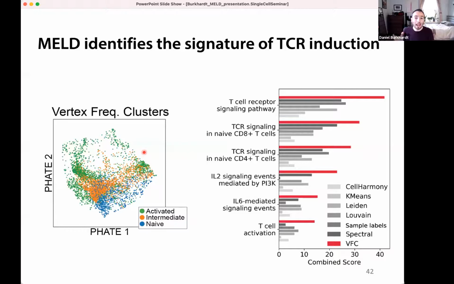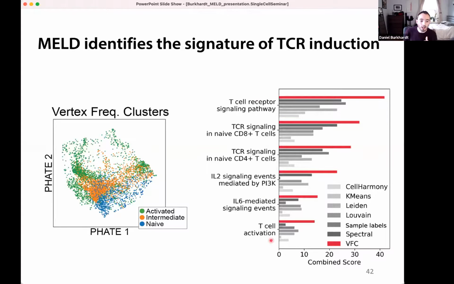As an example of how this is really helpful, one of the things that we did on this T-cell experiment was to use vertex frequency clustering to partition the data into activated, intermediate, or naive cells, and then perform gene set enrichment analysis using the same differential expression test, just between the activated and naive states. We compared this using either the sample labels themselves, which is just that direct two-sample differential expression comparison I showed on the second slide of this section, or a large number of other clustering algorithms that are just based off of the data geometry.